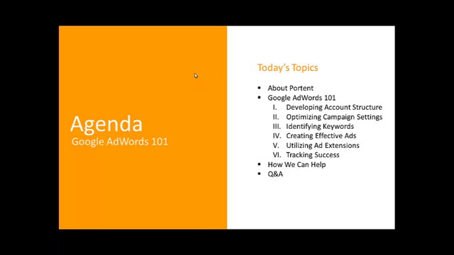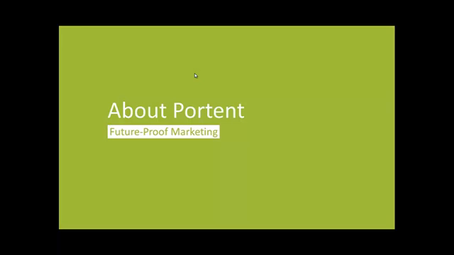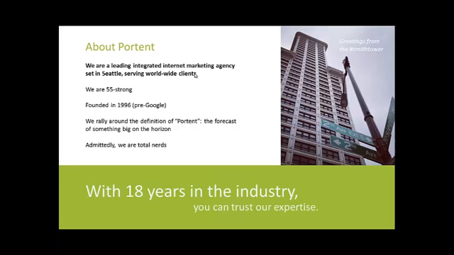So with that, let me just move on to tell you a little bit more about Portent. Portent is located in Seattle, Washington, and it is beautiful and sunny out here today. It is not raining, even though you may think it might be, but we are about a 55-person agency. We've been in business for about 18 years, before Google was even created, and we help our clients go to market online in a variety of different ways. And so we rally around the definition of the word portent, which means the forecast of something big on the horizon. We like to help our clients with that. And admittedly, we are total nerds.